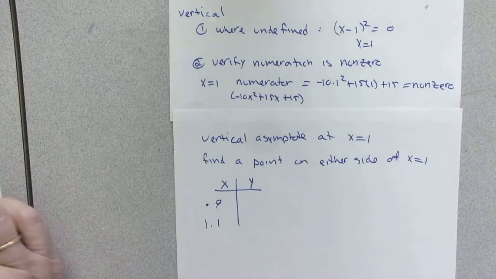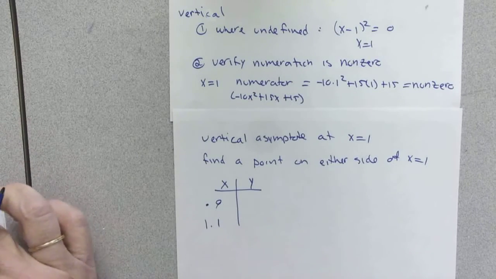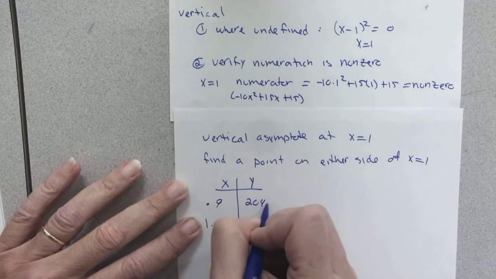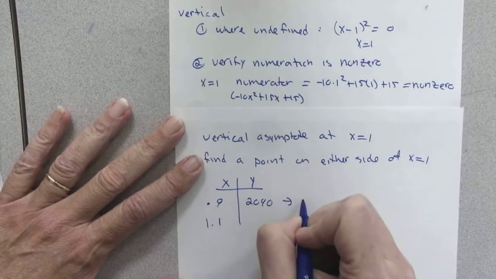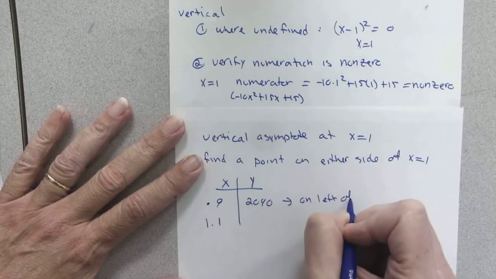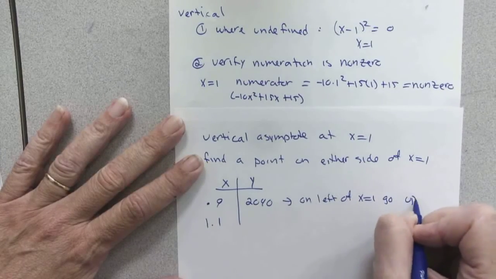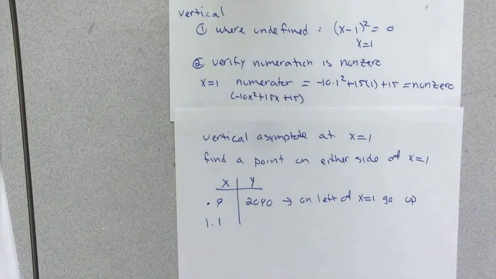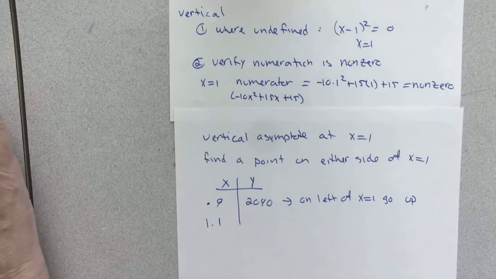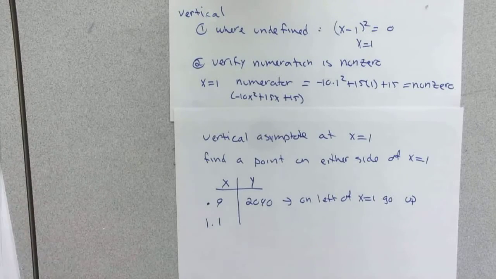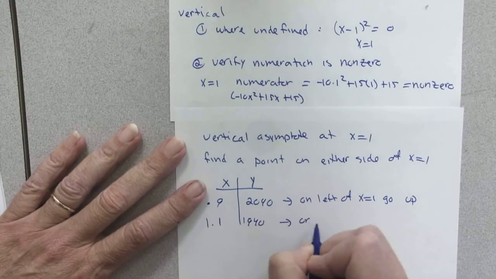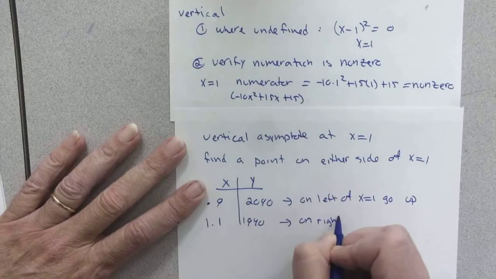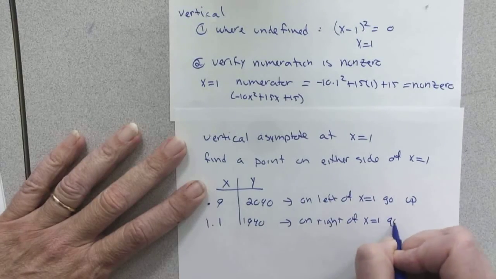So if I plug in 0.9 into the original function, I get 2040. Now, not that we're going to count all the way up to 2040, but what this tells me is on the left of x equal 1, go up. 0.9 is on the left of x equal 1, 2040, we're going to go up. And I do the same thing with 1.1, and I get 1940 there. And so we get the same thing here, but on the right of x equal 1, go up.